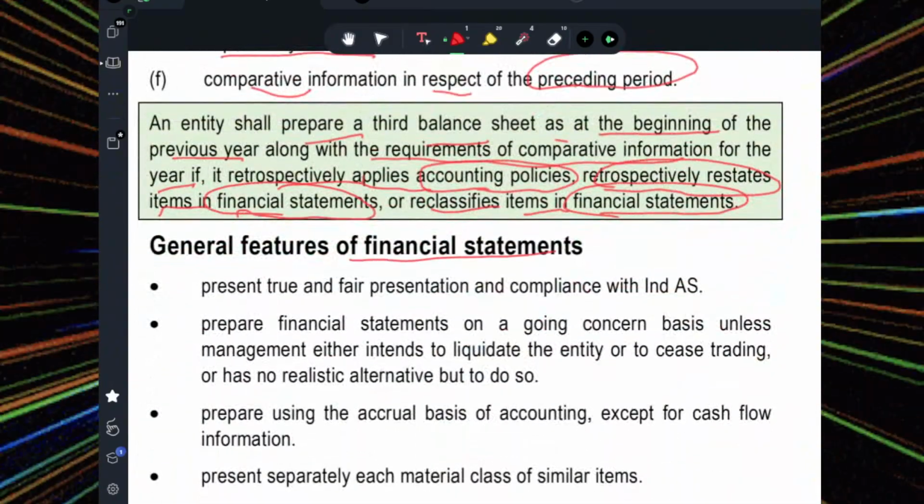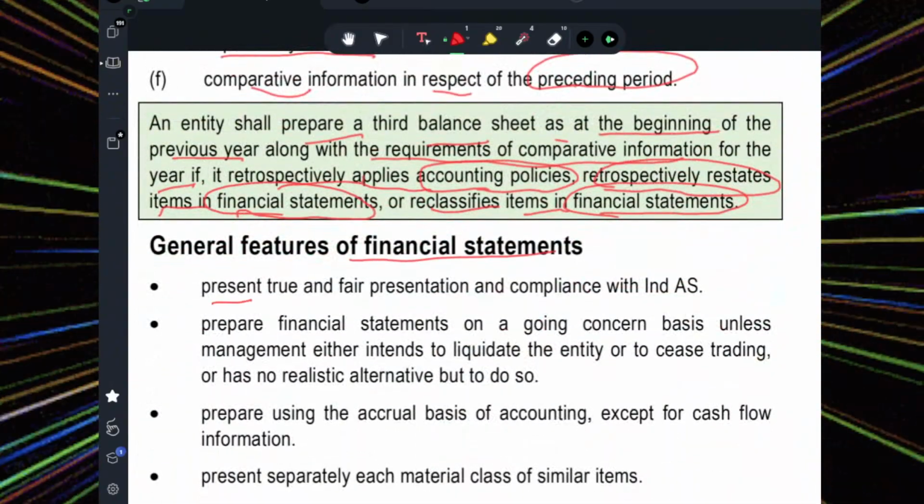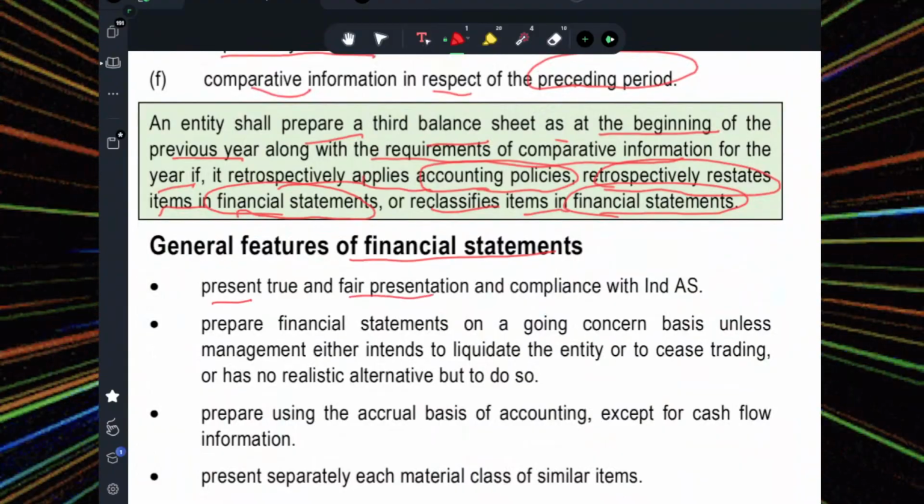General features of financial statement. What are the general features? True and fair presentation and compliance with Ind AS. So what they're saying is it should give a true and fair view. What is the view we are saying? It is presented properly as per the financial statement.